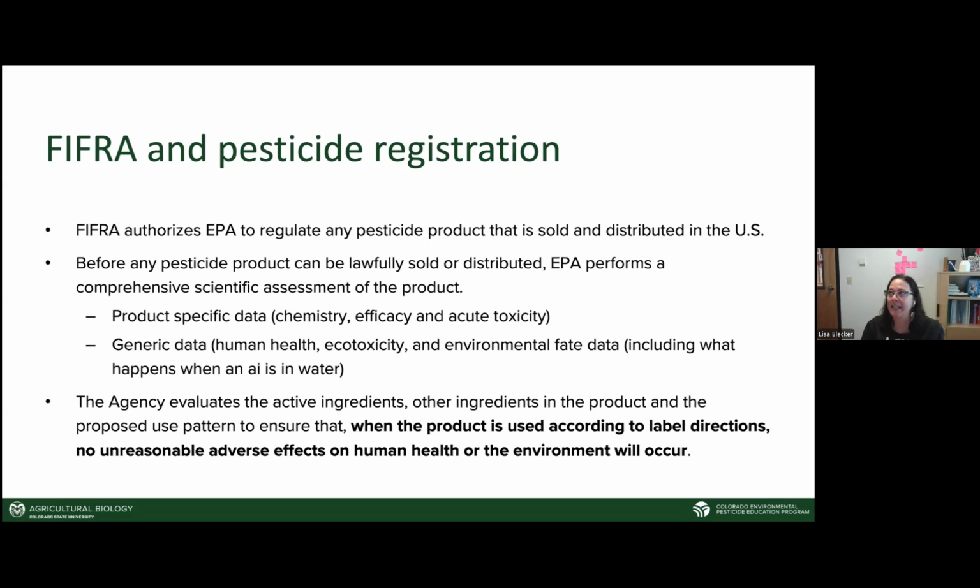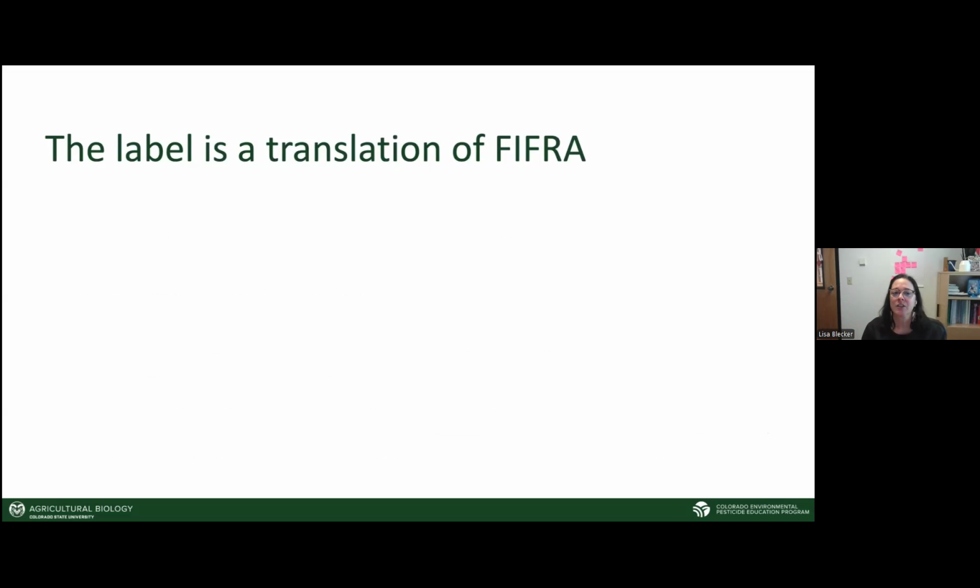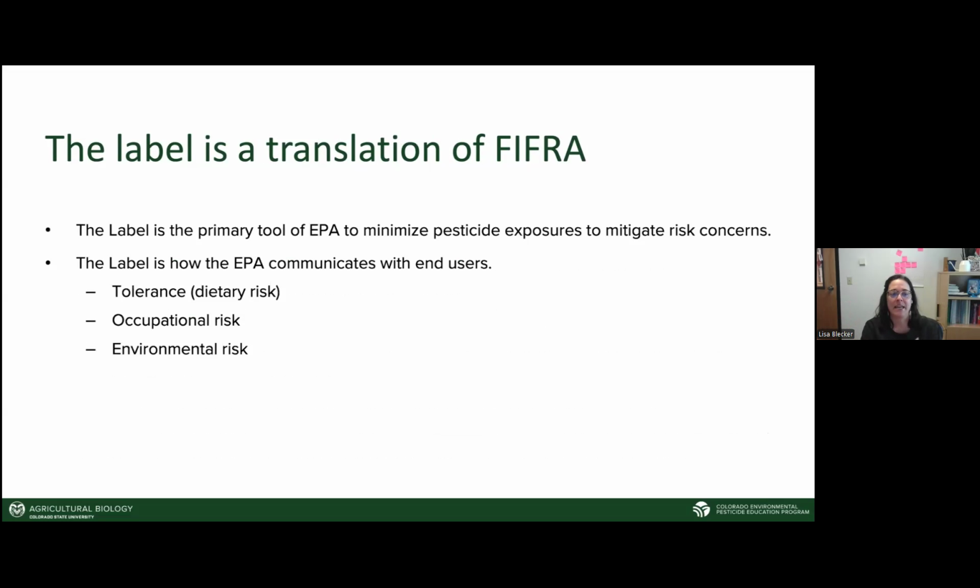So that's my personal take on that particular risk. The label is a translation of the law, and this is just reiterating what I just said. If you're going to use the pesticide, it has to be used according to label instructions, because it's a translation of all that scientific data that's been collected over years and years of studying this very specific product.